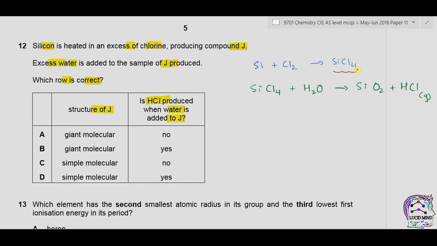Let's find out the structure of SiCl4. In SiCl4 we have one silicon attached to 4 chlorine atoms. So it is a simple molecular structure, it is not giant molecular. And as HCl is produced in the product, therefore this is a gas. The answer is therefore D.